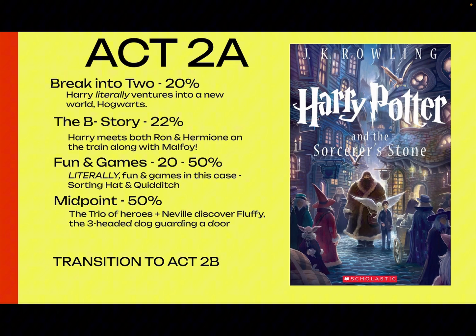Oftentimes, in this brief period in between breaking into Act 2 and our fun and games section, we have the B plot. Some stories don't have this, but the best ones do. The B plot is often a plot that supports and runs alongside the main story. In Harry Potter's case, Harry meets both Ron and Hermione on the train, along with his future rival, Malfoy.